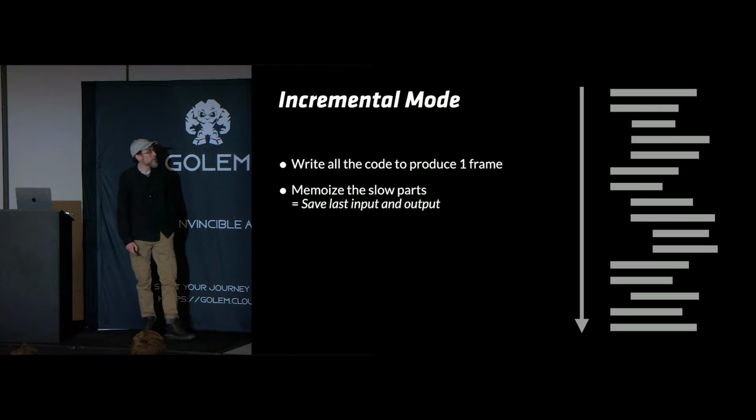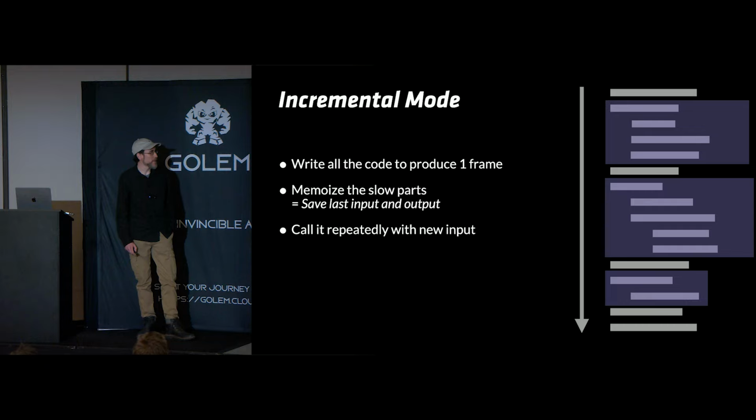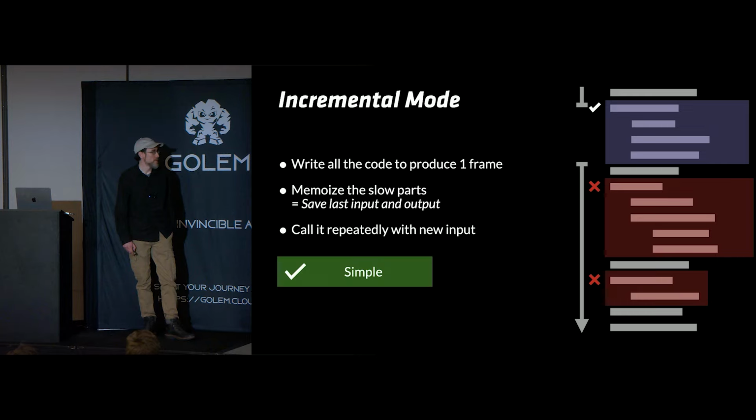Well, incremental mode. We're going to write all the code to produce one frame, but we're going to memoize the slow parts, save the last input and output, for example, these 3 blocks. And then when I call it again with new input, I can check, has the input changed? If not, I can reuse it. So for example, this first block we can skip, the second and the third block we can't, because the input has changed. So it's still pretty simple, and it's retained, right?